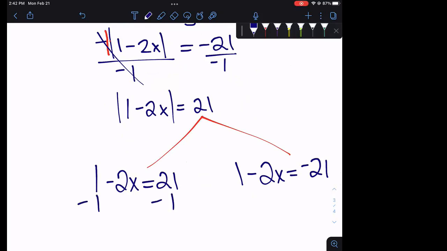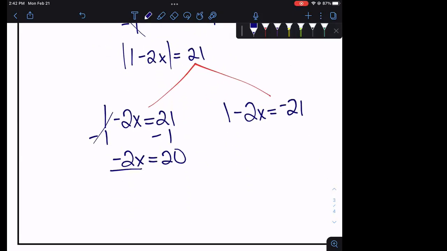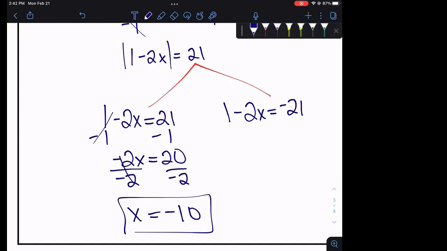So we're going to subtract 1 from both sides. Negative 2x equals 20. We're going to divide both sides by negative 2 to get x equals negative 10. There's one solution.